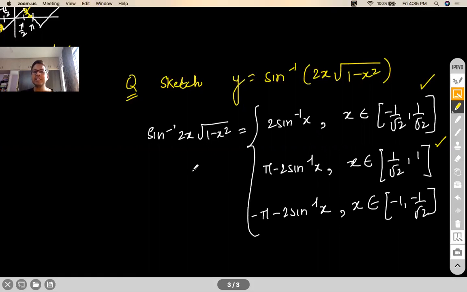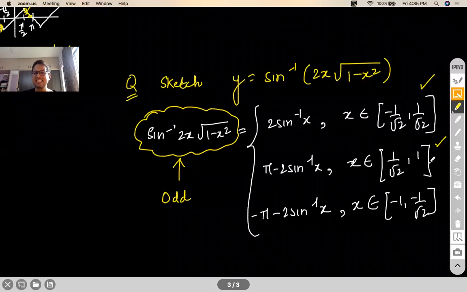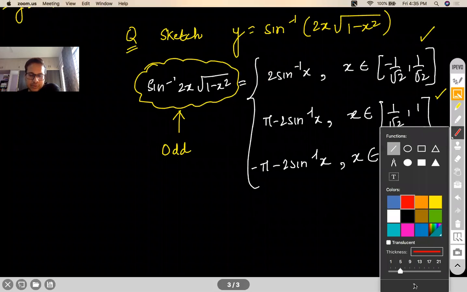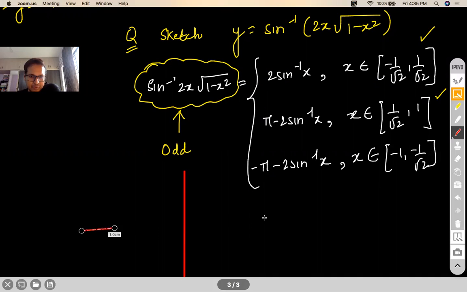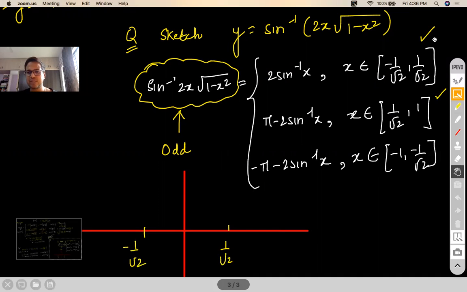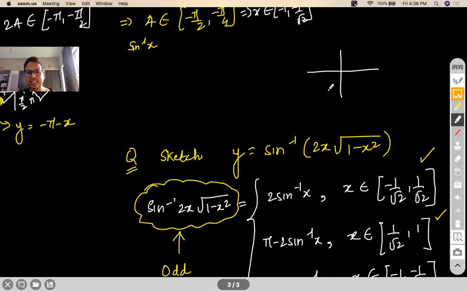Now I will only draw these two parts of the graph. The third one will automatically come because I know this function is an odd function, correct? So let's first draw the part which is valid for minus 1 by root 2 to 1 by root 2. In this part, you are going to draw the graph of 2 sine inverse x. Sine inverse x graph, everybody knows it's like this. And 2 sine inverse x will go from minus pi to pi.